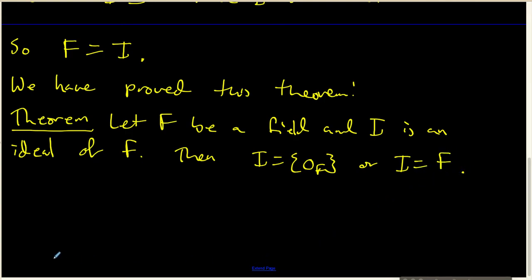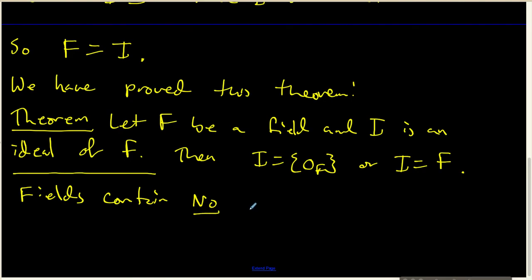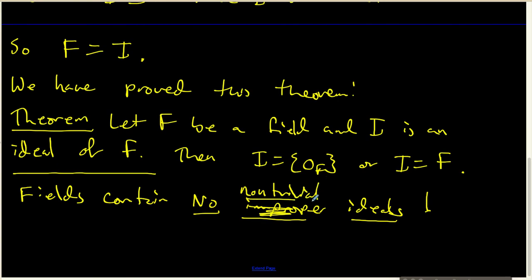In other words, what we've shown is that fields contain no improper ideals. Not improper, I should say no non-trivial ideals. The only ideals in a field are the trivial ideals.